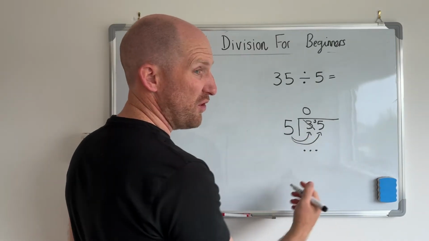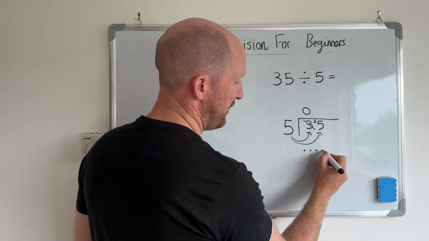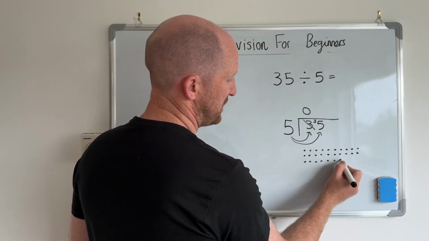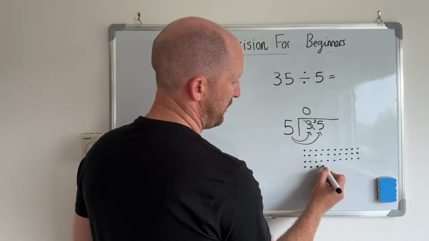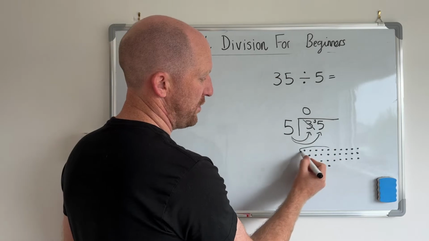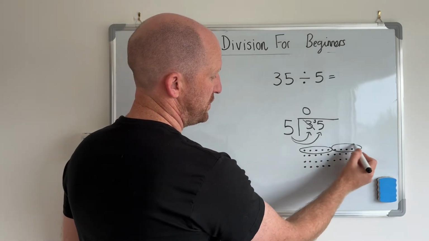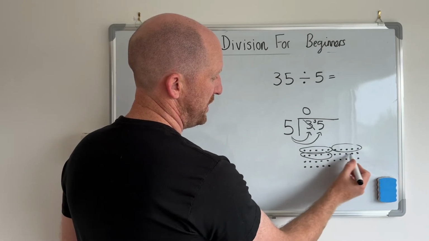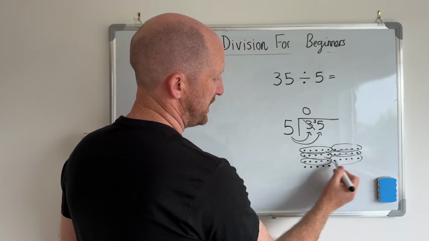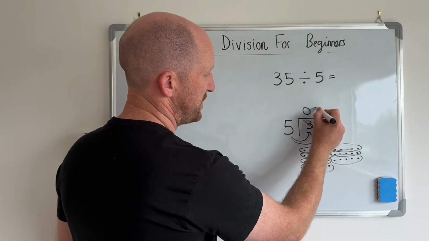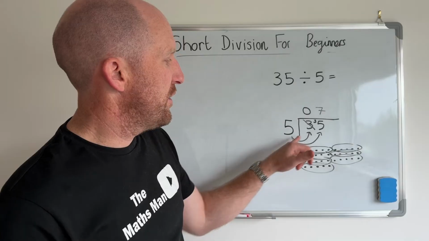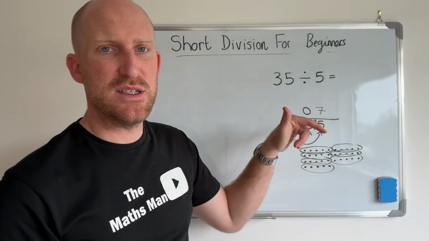So I'm going to have to draw 35 dots now. 1, 2, 3, up to 33, 34, 35. So how many groups of 5 can I make? I can make 1 group of 5, 2, 3, 4, 5, 6, 7 groups. So I can make 7 groups of 5. So 35 divided by 5 is 7.